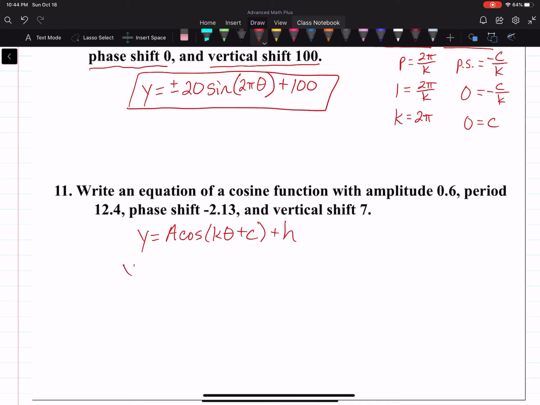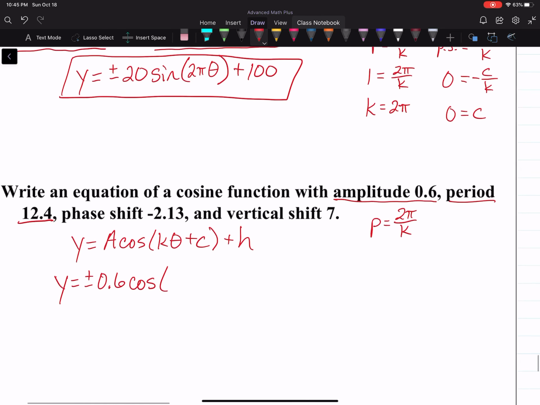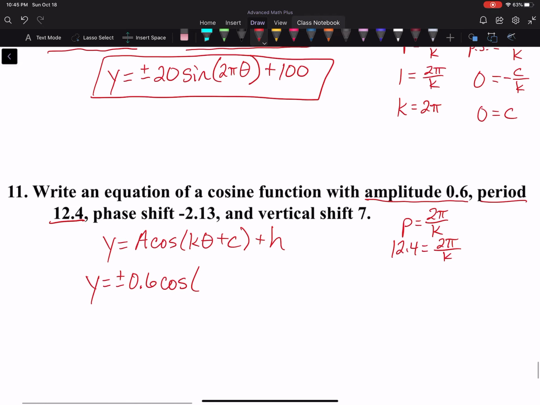Okay, so I know we're going to have y equals plus or minus, your amplitude is 0.6, so 0.6 cosine of, let's figure out what our k is. Again, period is 2 pi over the k. And so my period for this one says the period is 12.4. So 12.4 equals 2 pi over k. And we switch those, so k will equal 2 pi over 12.4.